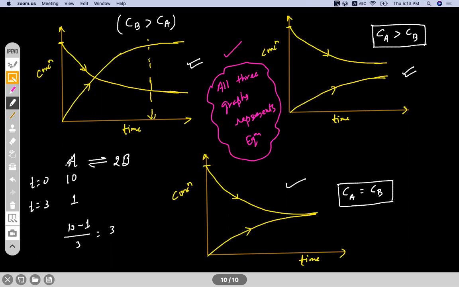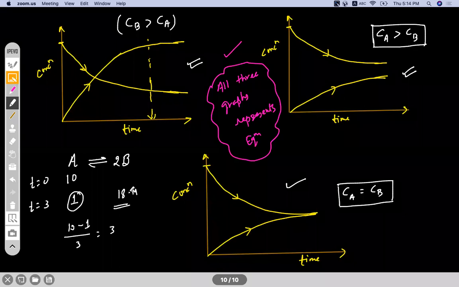9. So 1 mole of A gives 2 moles of B. Since 9 moles react, 9 moles of A give how many moles of B? Speak up. 1 mole gives 2, so 9 moles give 18. This is the molarity of B you will get. You see, the concentration of A is 1 and that of B is 18. It is more, no? So it depends upon the stoichiometric coefficient.